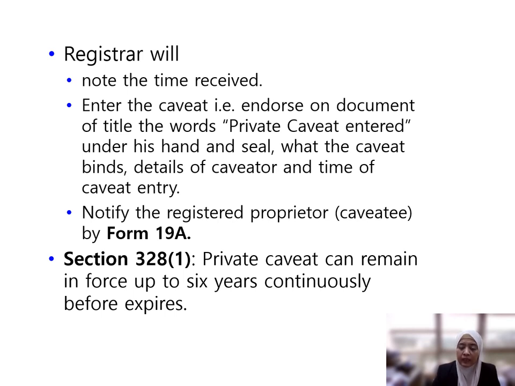Details of the caveator, dimasukkan oleh bank CIMB Berhad, for instance, dimasukkan oleh Hasniati Hamzah, macam tu, details of the caveat, time of the caveat entry, and finally notification must be made, same as before. The registrar must notify the registered proprietor of the caveat by form 19A, and section 328 gives the time limit for a private caveat, which is 6 years continuously before it expires.